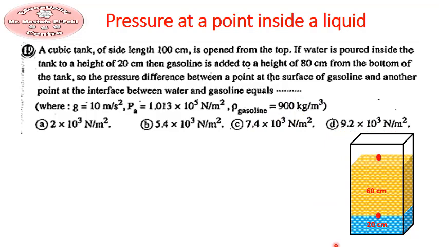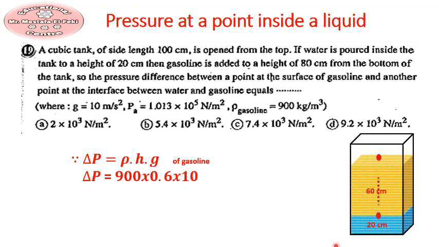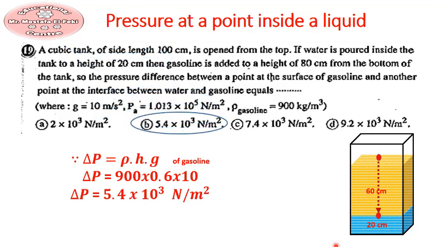Then the pressure difference between these 2 points is delta P equal rho h g. This is the pressure of gasoline. Then the pressure is 900 times 0.6 times 10, where 60 times 10 power negative 2 equals 0.6. Then the pressure difference is 5.4 times 10 power of 3 Newton per meter square.